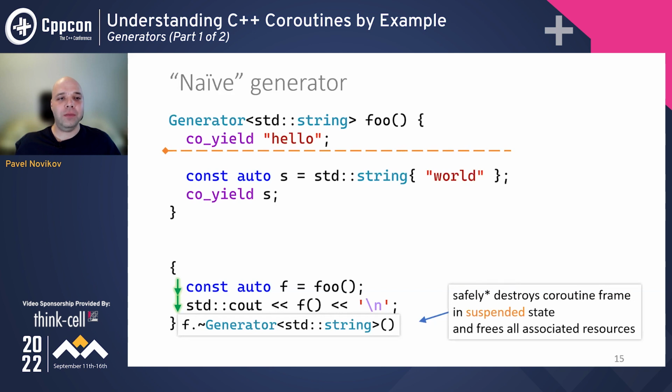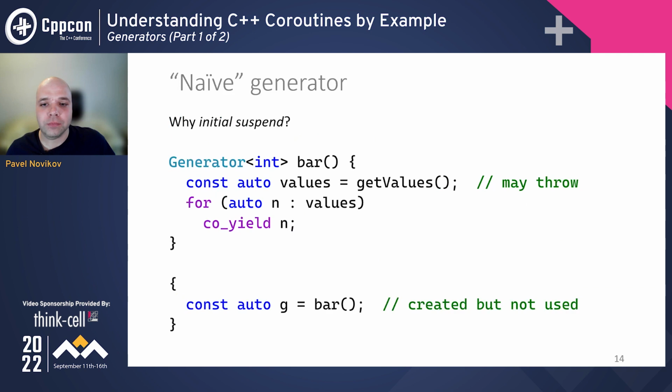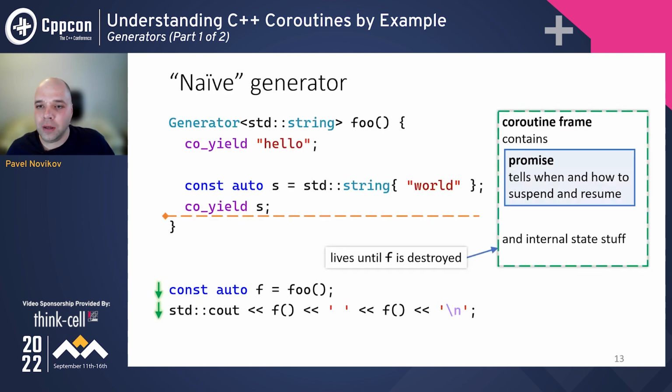So I hope you get the idea that you don't have to exhaustively extract all the values from the coroutine in order to destroy it safely. So we have a question. Beginning to coroutines here, in the example on slide 13 or 15. Okay, let's go back. Where would the code suspend in the initial foo call if there were additional code before the first co_yield line?